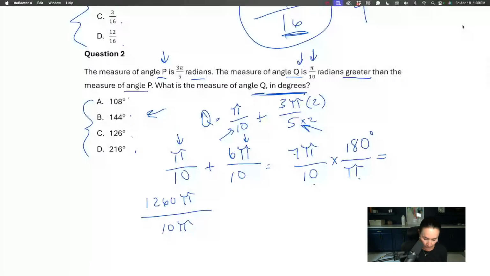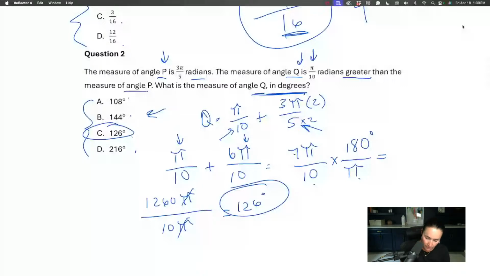Well, now we can eliminate them. It doesn't matter. You can do it before, you can do it after, but pi divided by pi is 1, right? So we're done there. So 1260 divided by 10 equals 126 degrees. And is that in my answer choices? Yes, it is. C. So you will probably get something about radians on the test.